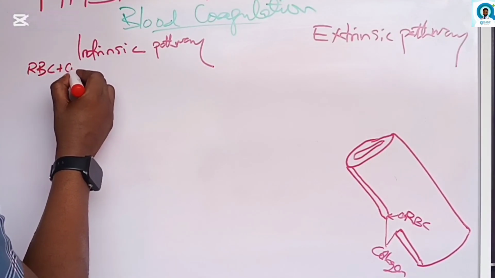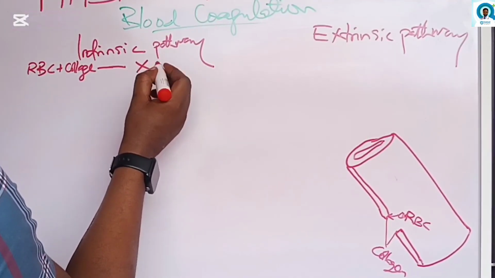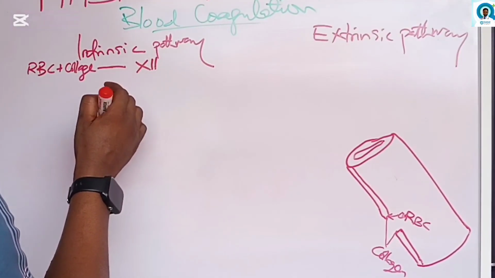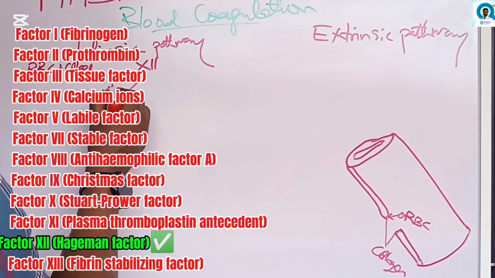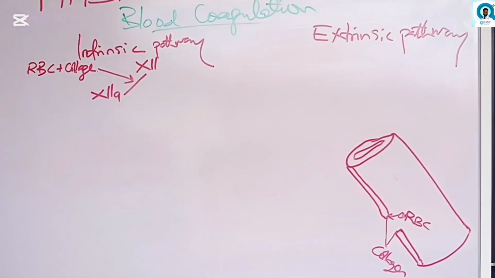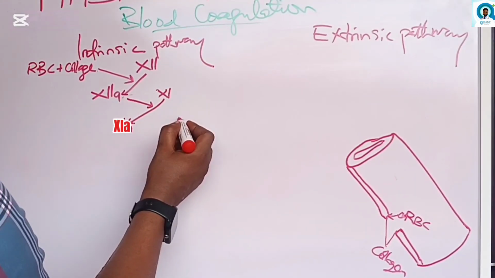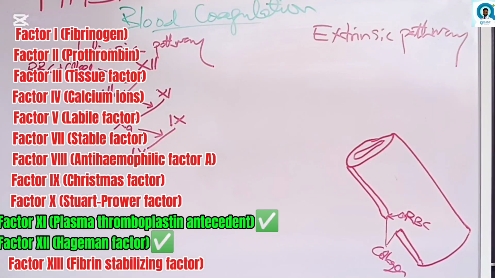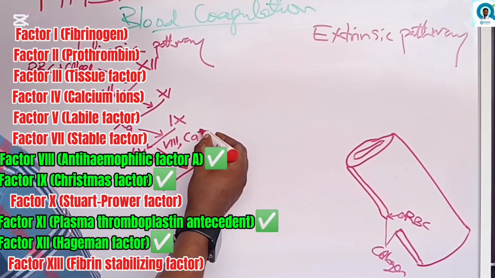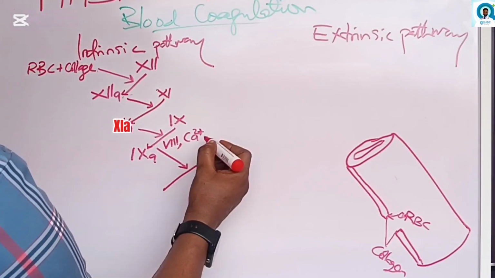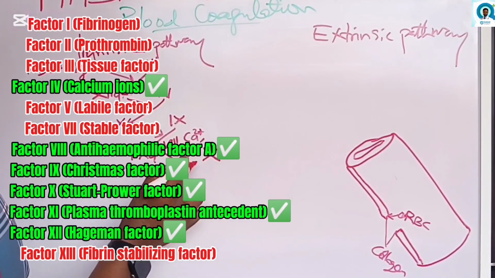The intrinsic pathway is activated when blood is exposed to collagen fibers underlying the vascular endothelium. This activates factor 12. Active factor 12, in turn, activates factor 11. Active factor 11, in turn, activates factor 9. Active factor 9, in the presence of factor 8, calcium ions, and von Willebrand factor from platelets, activates factor 10.